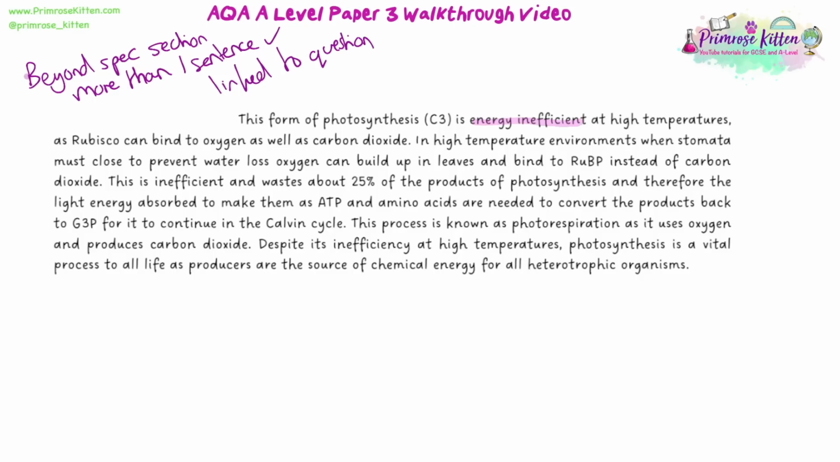This form of photosynthesis, C3, is energy inefficient at high temperatures, as rubisco can bind to oxygen as well as carbon dioxide. In high temperature environments when stomata must close to prevent water loss, oxygen can build up in leaves and bind to RuBP instead of carbon dioxide. This is inefficient and wastes about 25% of the products of photosynthesis and therefore the light energy absorbed to make them, as ATP and amino acids are needed to convert the products back to G3P for it to continue in the Calvin cycle. This process is known as photorespiration as it uses oxygen and produces carbon dioxide.